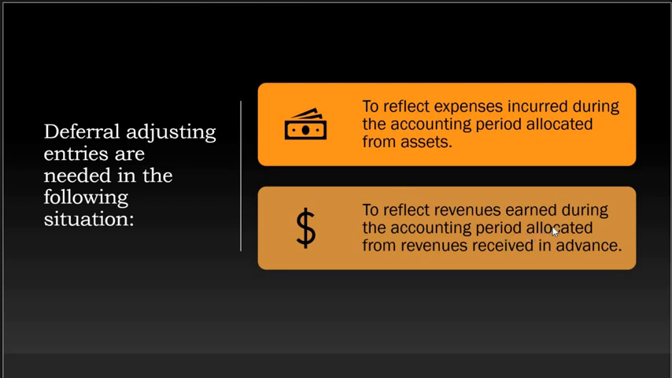Second is to reflect revenues earned during the accounting period allocated from revenues received in advance. Ito naman, it has something to do with advance collection. So, here, it is possible that what you have recognized as a liability has a portion that should already be reported as revenue. Kasi 'di ba sabi natin, revenue should be recognized kapag siya ay na-earn mo na. So, meaning, kapag nakarender ka na ng service or nakapag-deliver ka na ng goods, may portion na doon na pwede mo nang i-recognize as revenue.